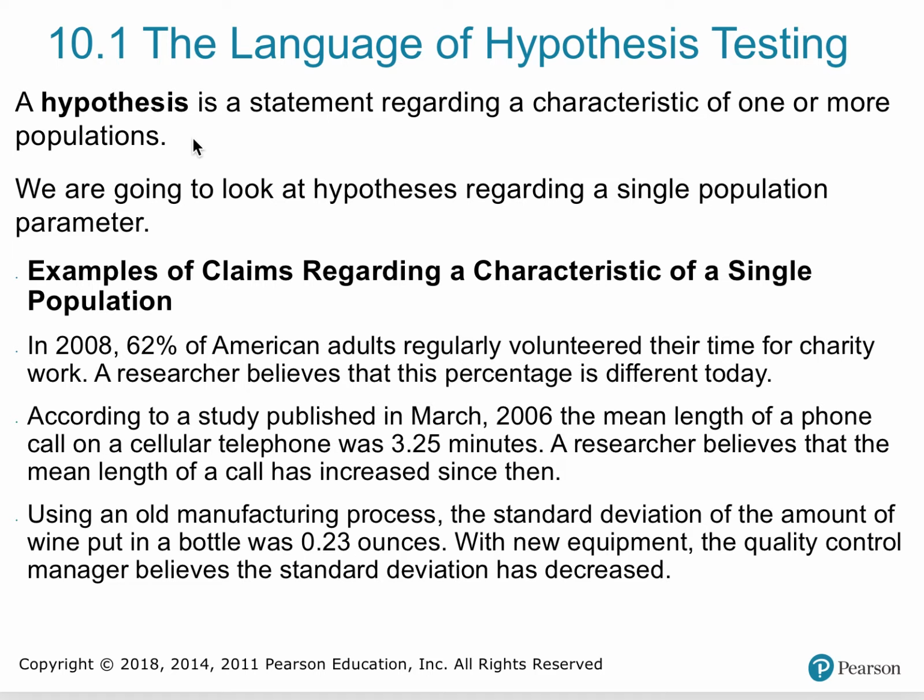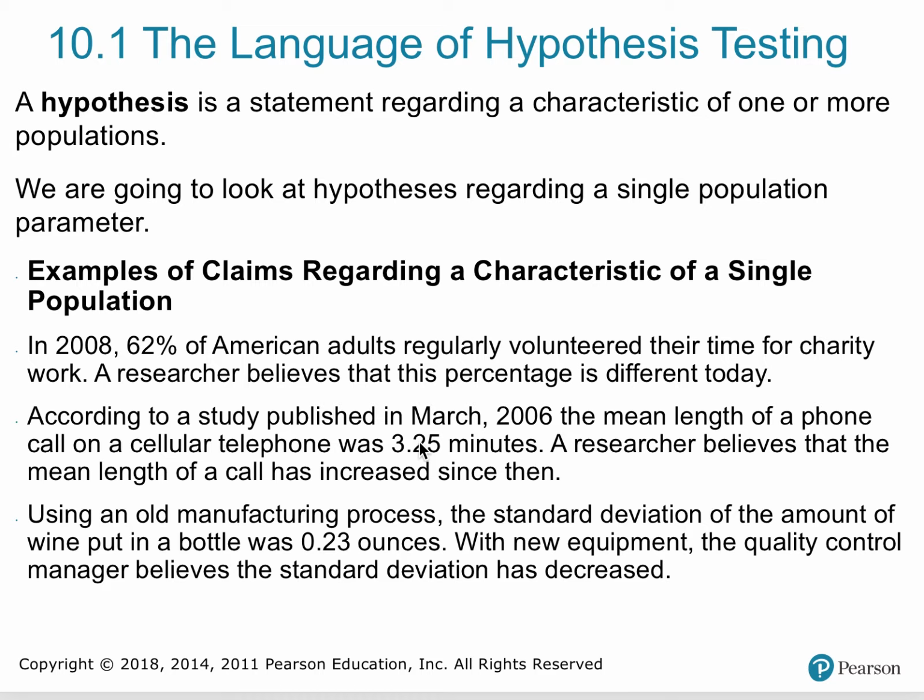A hypothesis is a statement regarding a characteristic of one or more populations. We're going to look at hypotheses plural, hypothesis singular. We're going to look at hypotheses regarding a single population parameter. Okay, so example. In 2008, 62% of American adults regularly volunteered their time for charity work. A researcher believes that this percentage is different today. So this is a statement regarding a population proportion, right? The percent of the population.